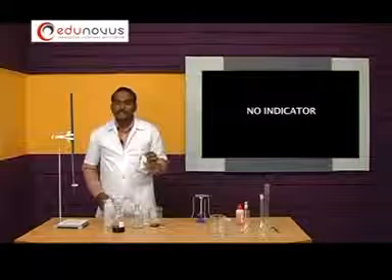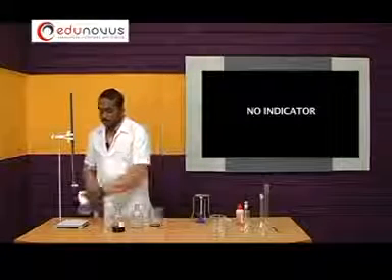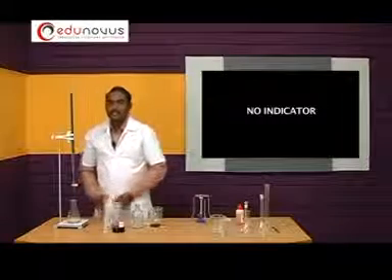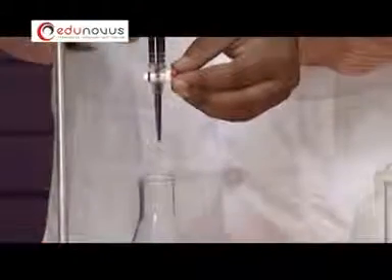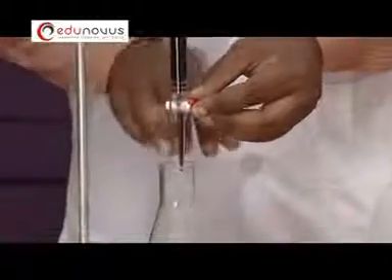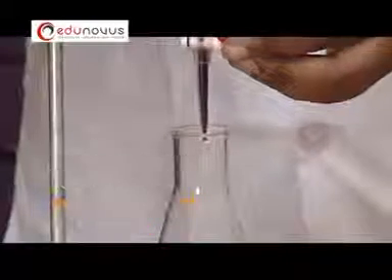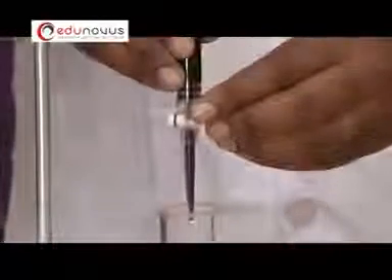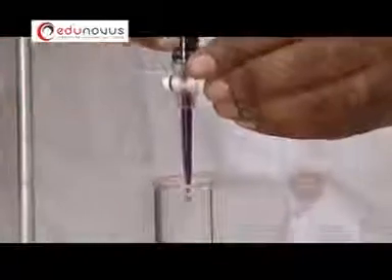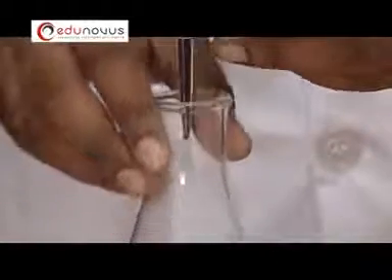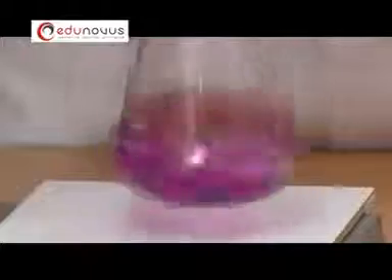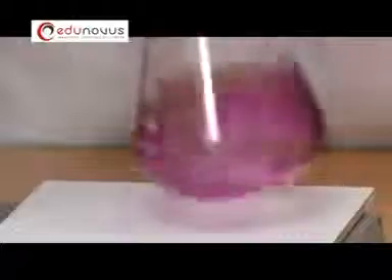Now, place this solution under the burette for titration with potassium permanganate. Hold the burette such that the tip of the nozzle is placed exactly in the middle of the conical flask. Hold the stopcock with your left hand and the conical flask with your right hand and start stirring the solution in hot conditions only. Slowly release the potassium permanganate drop by drop into the conical flask and stir this conical flask.